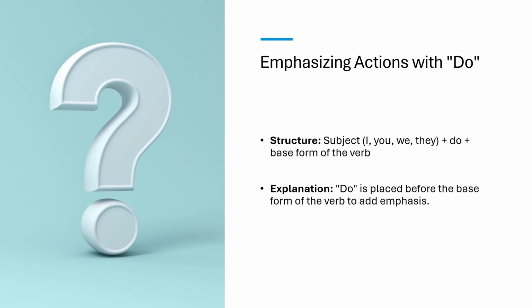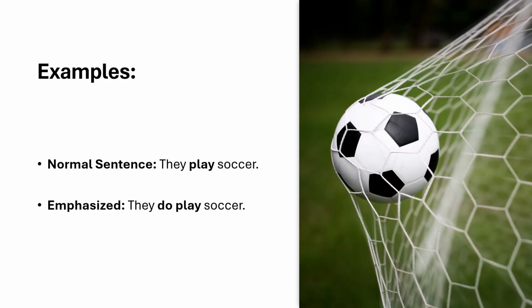Structure for emphasizing sentences. Subject, where the subject is I, you, we, they, plus do plus base form of the verb. Do is placed before the base form of the verb to add emphasis. For example, they play soccer. The emphasized form of this sentence is they do play soccer.